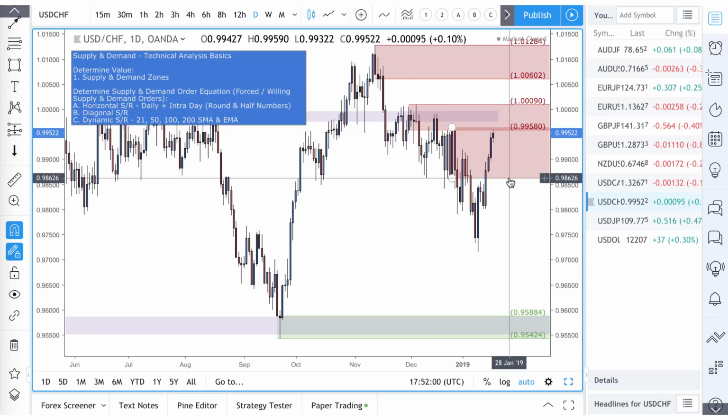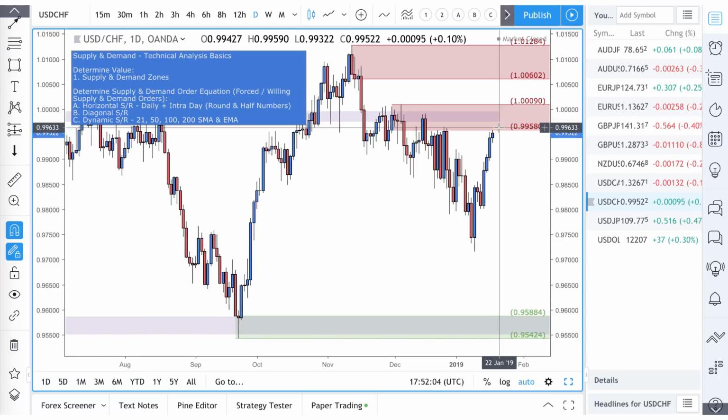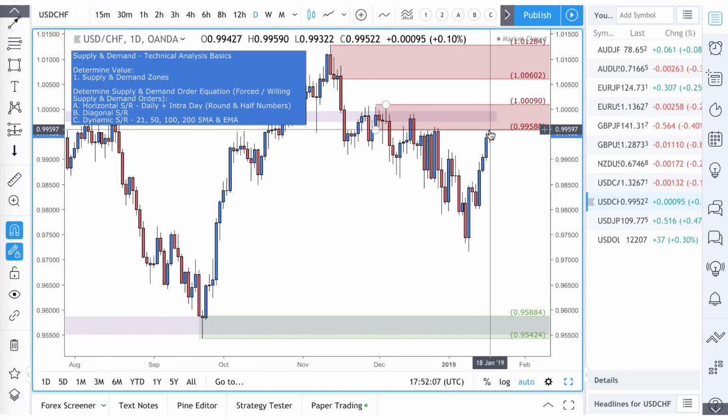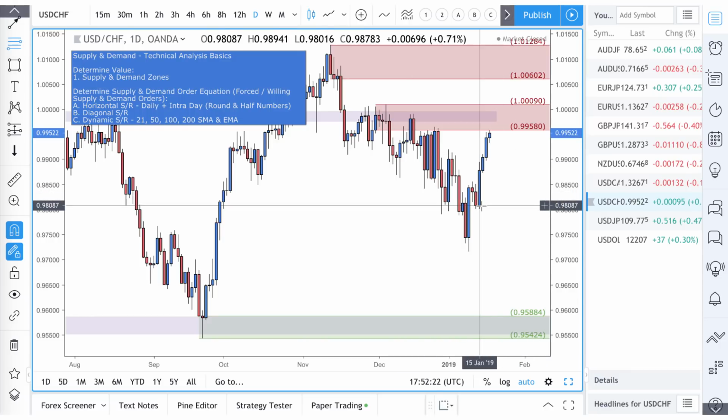Right, in fact, I'm going to get rid of that there. So we've just touched the bottom of this supply zone, right? What I'm looking for, if I was looking to short this, is anywhere around this round number, parity 1.0, to look to get short, but I'm not looking to get short. I'm looking to get long. So now we've created some demand zones.